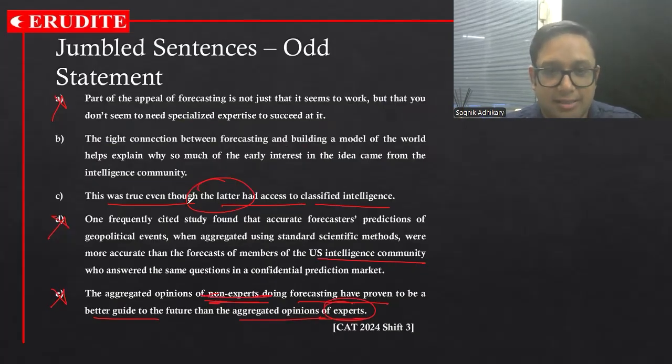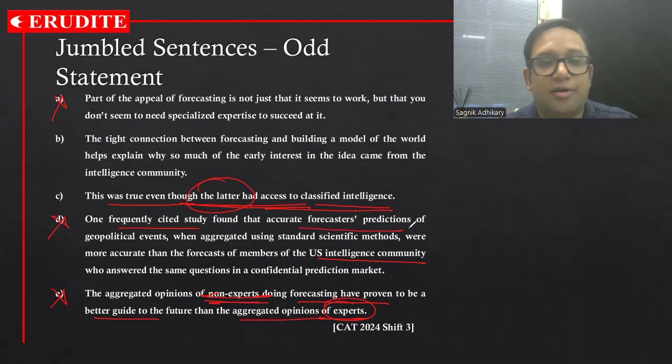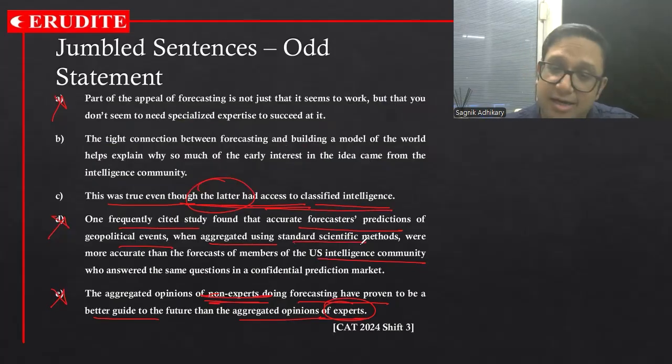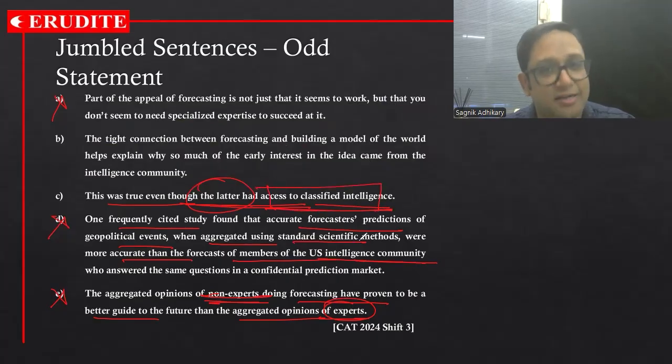Non-experts, experts. The latter, this was true that non-experts make better predictions as compared to experts. This was true even though the latter, the experts, had access to classified intelligence. Then we see there is statement D: one frequently cited study found that accurate forecasters' predictions of geopolitical events, when aggregated using standard scientific methods, were more accurate than the forecasts of members of the US intelligence community, those who had access to classified intelligence, who answered the same questions in a confidential prediction market.